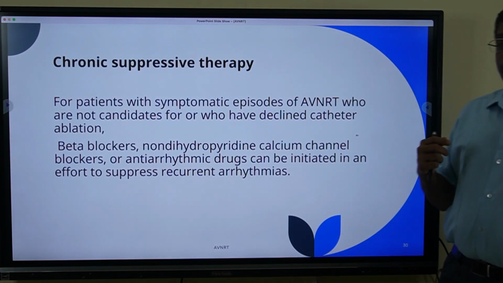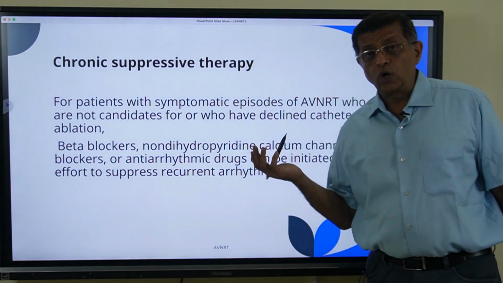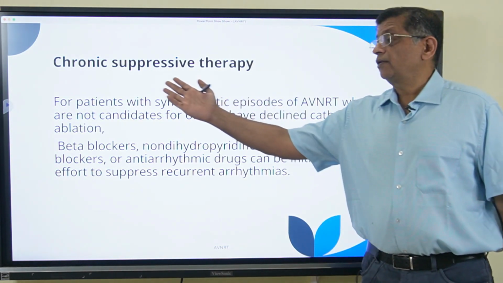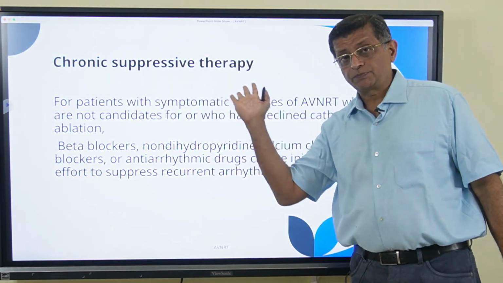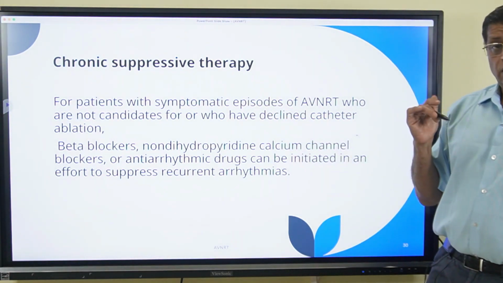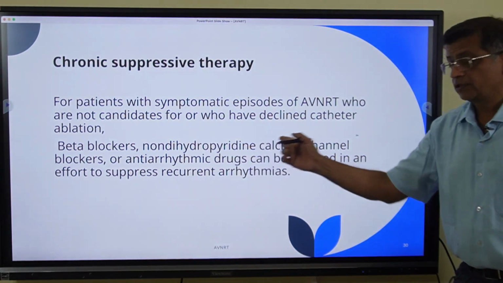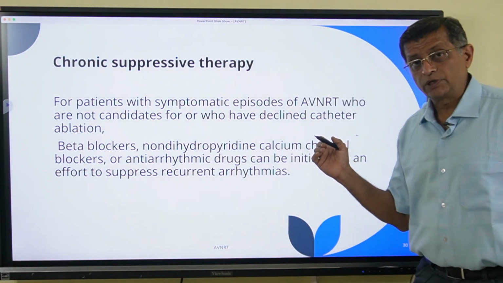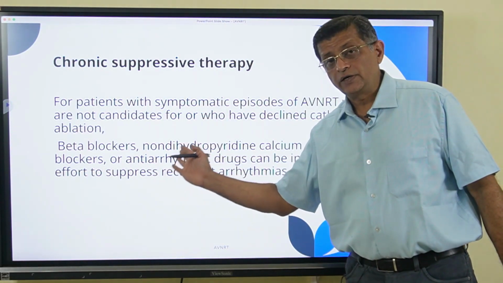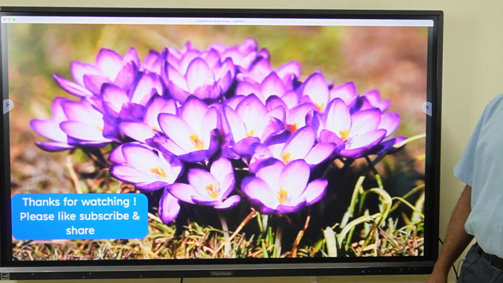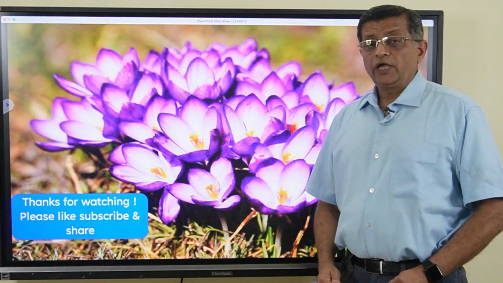If the patient is not willing for ablation or is not a candidate for ablation, then such a patient can be continued on chronic suppressive therapy. The choices are beta blockers or non-dihydropyridine calcium channel blockers. The most commonly used is diltiazem. The second is verapamil. That is all about AVNRT.